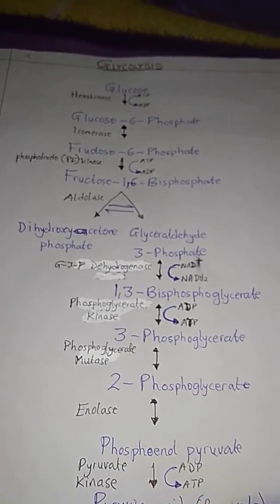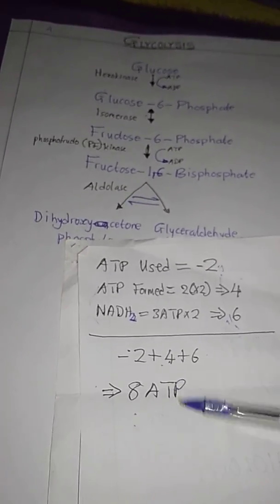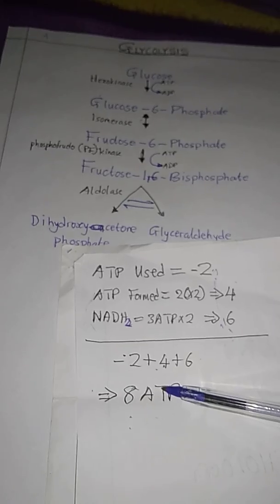So that is the end of the video. Glycolysis, 8 ATP produced at the end of glycolysis.